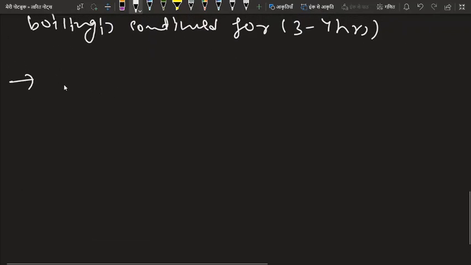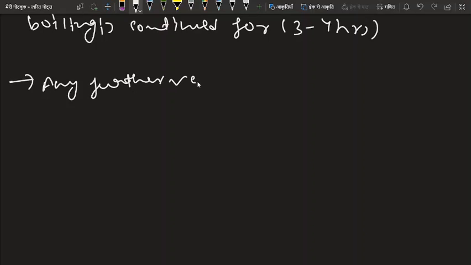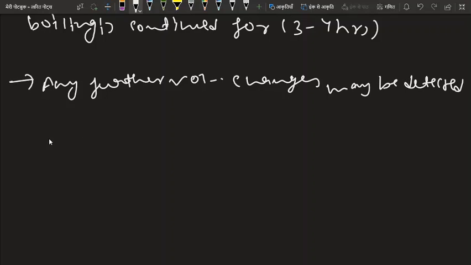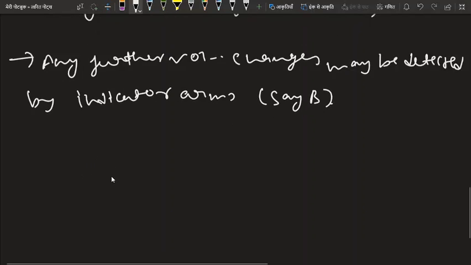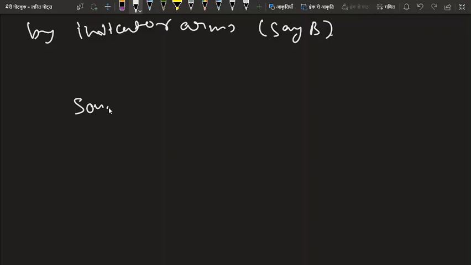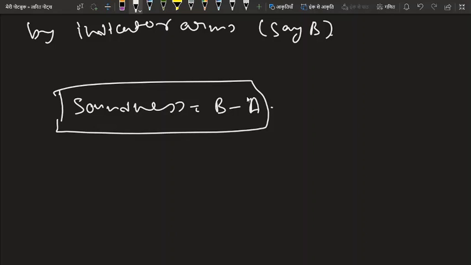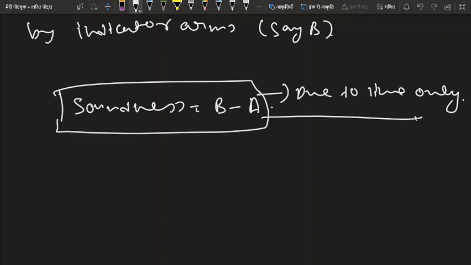Any further volume change is detected by the indicator arms, and we say it as B. By subtracting A from B, we get our soundness. Soundness is B minus A. Remember this is for soundness due to lime only. For magnesia and silica we use the autoclave method, which we will discuss in further videos.